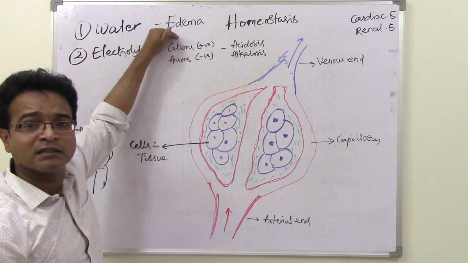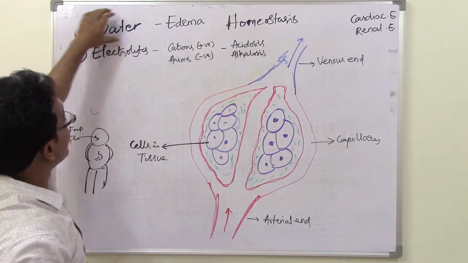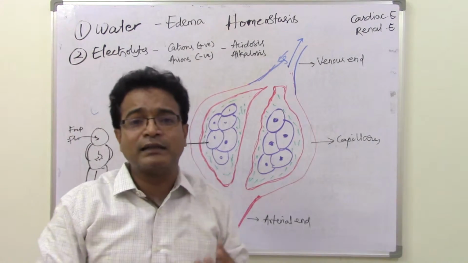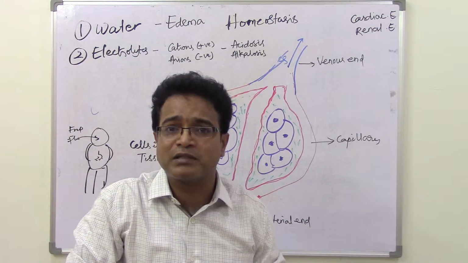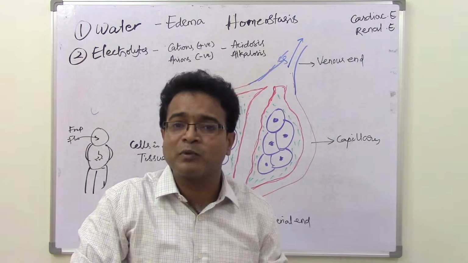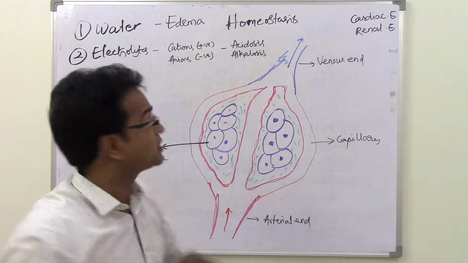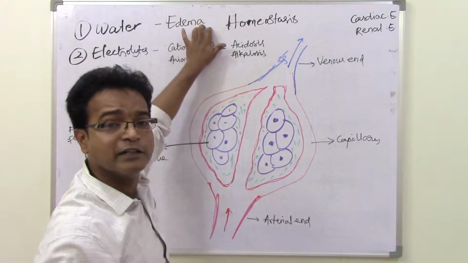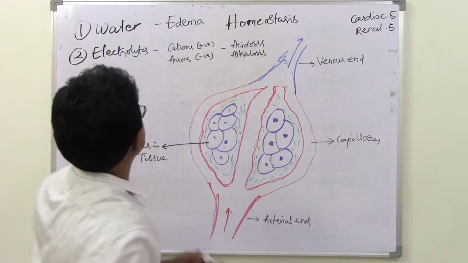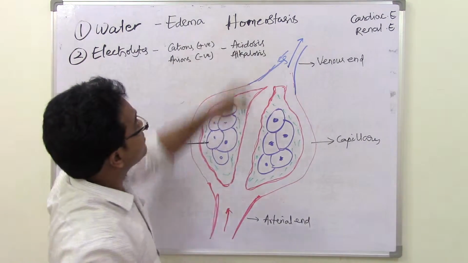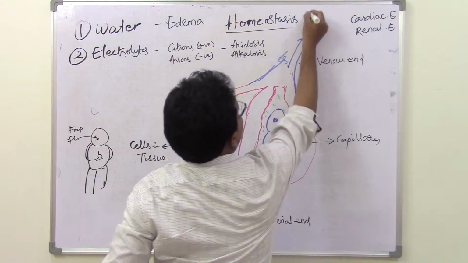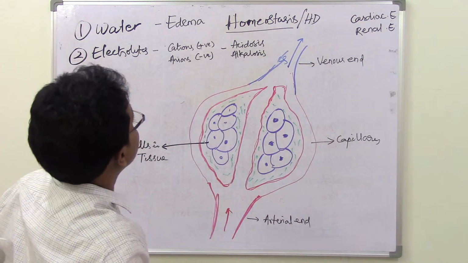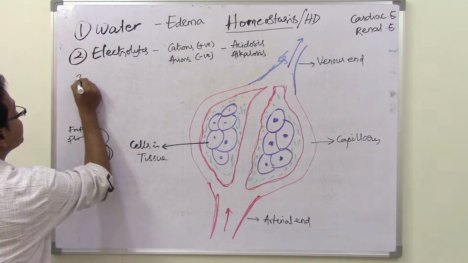Why does edema occur? What factors maintain the water level in a particular tissue or an organ? We all know that there is something known as crystalloid osmotic pressure, colloid osmotic pressure, and hydrostatic pressure. What are the causes that are leading to a derangement in this and how it is leading to edema? That we'll see. So first we list out what comes under homeostasis and hemodynamic derangements.